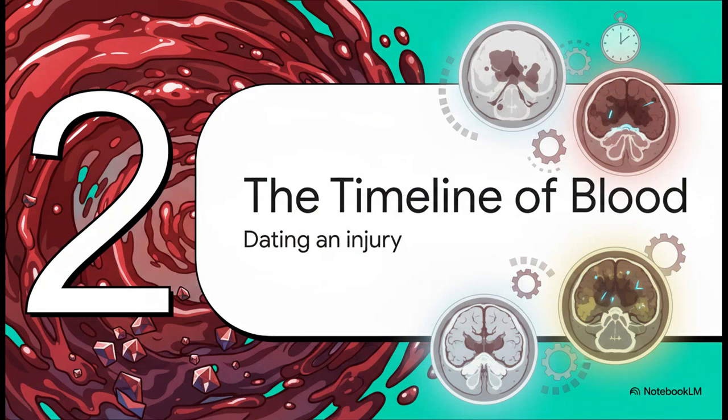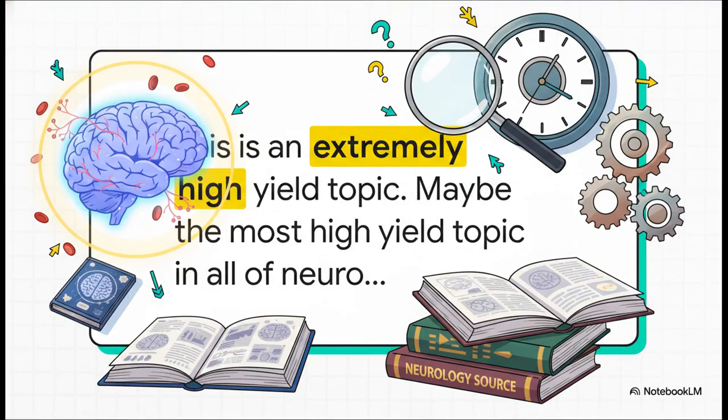Okay, so now we can identify the type of bleed. The next big question is, when did it happen? The way blood looks on a scan changes over time, and learning to read that timeline is just a fundamental skill you have to have. And I'm not exaggerating here. This is absolutely critical. As one of our sources puts it, this is maybe the most high-yield topic in all of neuro. So yeah, understanding how to age blood on a scan, you gotta know this stuff.